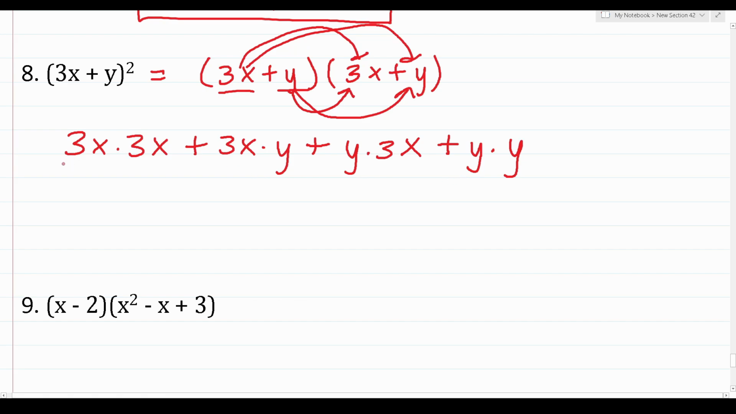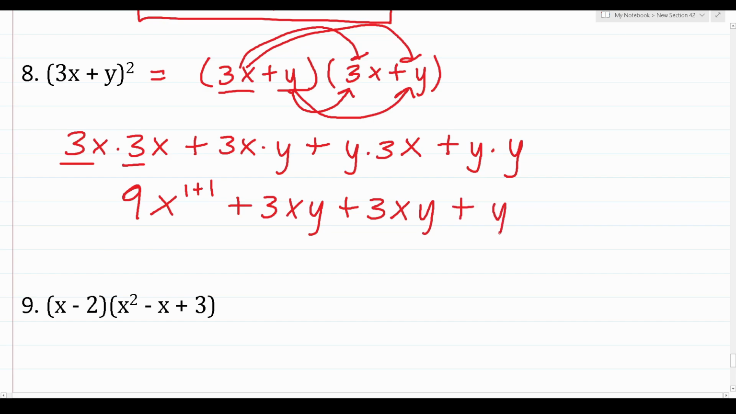Again, multiply your coefficients here. So this becomes 3 times 3, which is 9. Again, there are implied ones here, so we can use the product rule. This becomes x to the 1 plus 1. 3x times y is just the same thing as 3xy. And that's all we have here. We have y times 3x, so this just becomes 3xy. And then here we can apply the product rule since there are implied ones there, so this becomes y to the 1 plus 1.